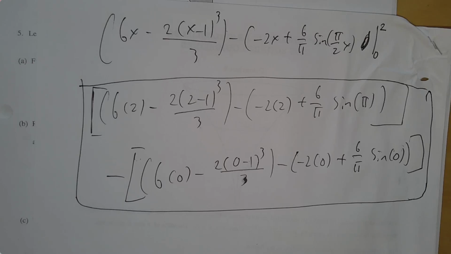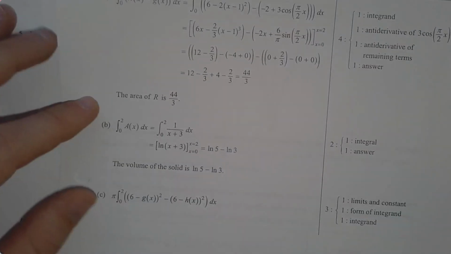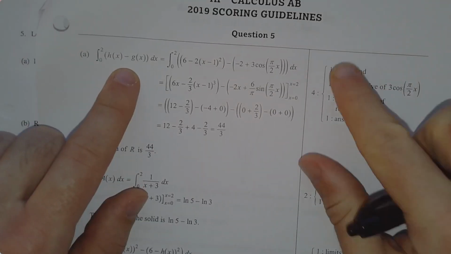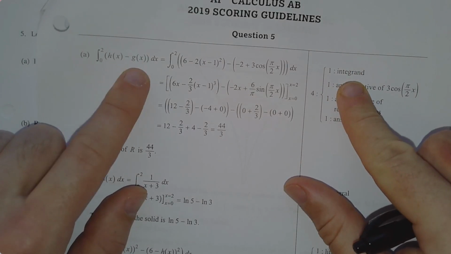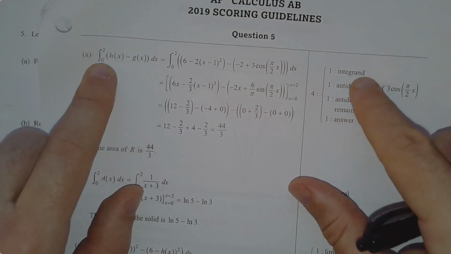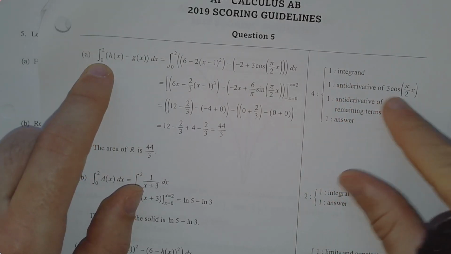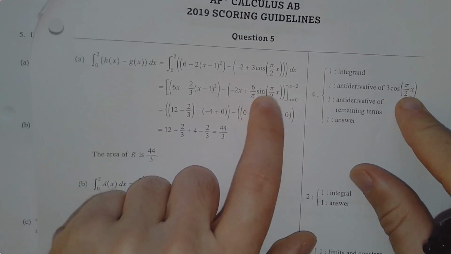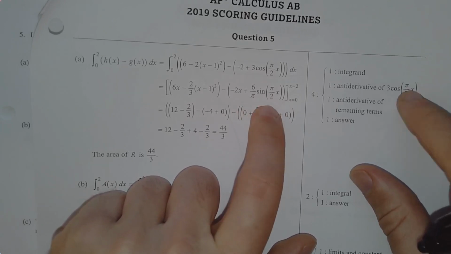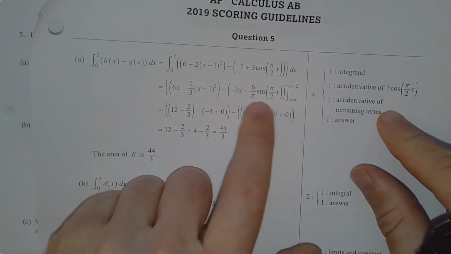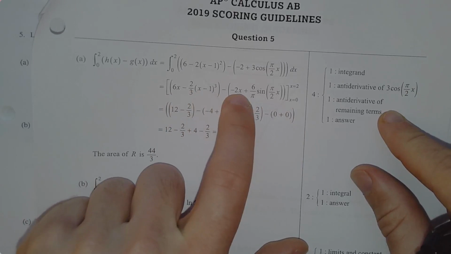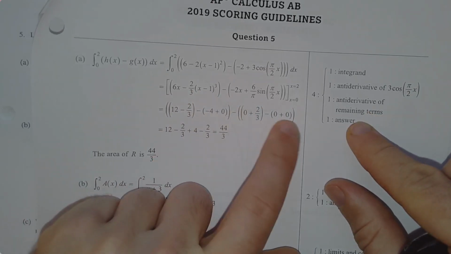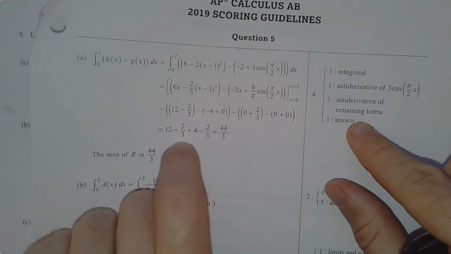If we look at the answer key here, they wrote the integral, right? So as we did, h of x minus g of x. We got that, so you get a point for that. Just for the antiderivative of that one term, 3 cosine pi over 2 x, getting that to be 6 over pi sine pi over 2 x, that's a point. And just correctly anti-differentiating the remaining terms, same thing. And the answer is just them plugging in the values like I did, but they simplified more, to the end.